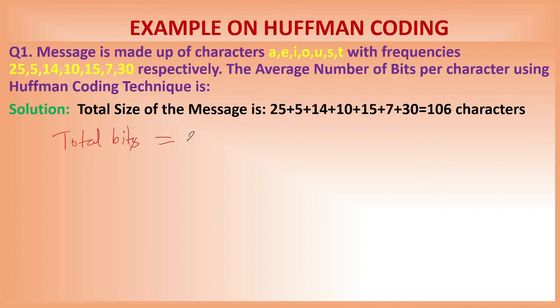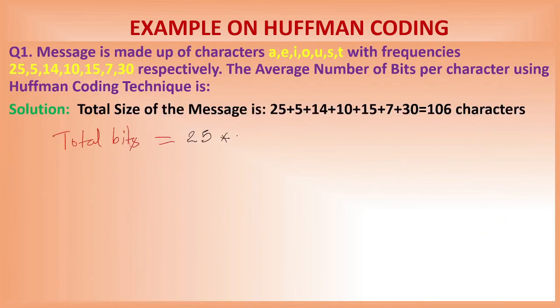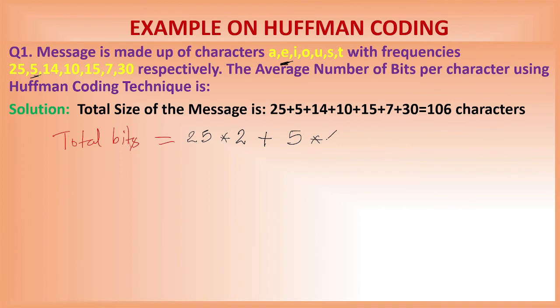A is coming 25 times. Frequency of A is 25, into how many bits are used to represent A? To represent A, 2 bits are used. You can see over here we have got the Huffman code for A, that is 2 bits, 0 and 1. So 25 into 2. Similarly, how many bits are used to represent letter E? Frequency of E is 5. So first write 5 into the number of bits used to represent E. For letter E, 4 bits are used. So write over here 4.